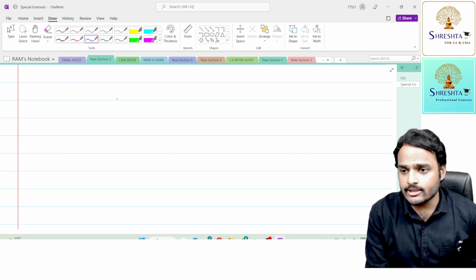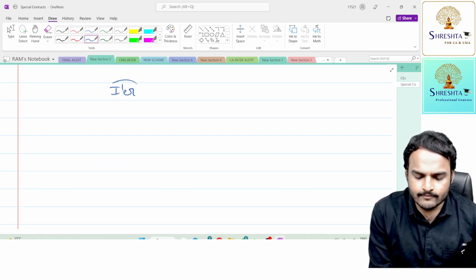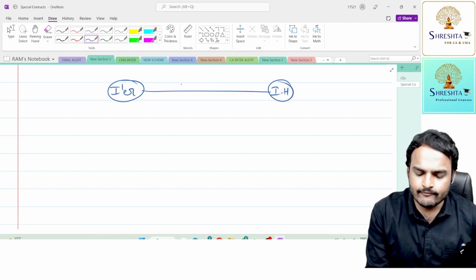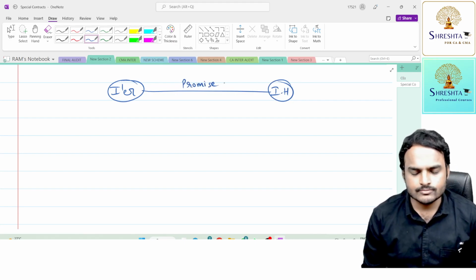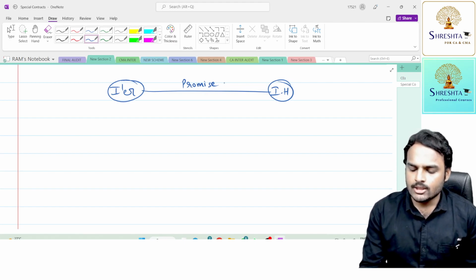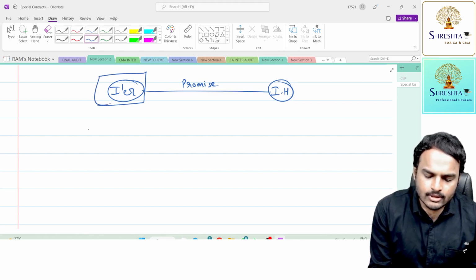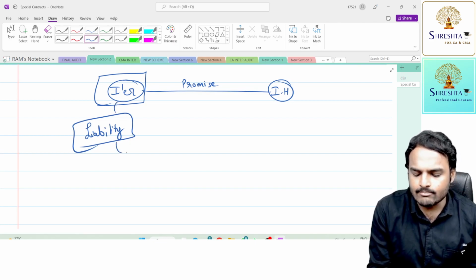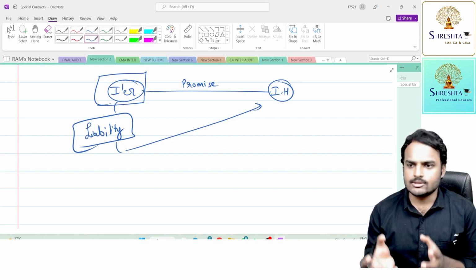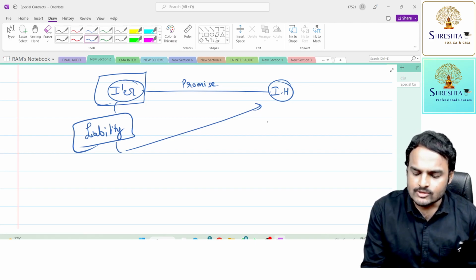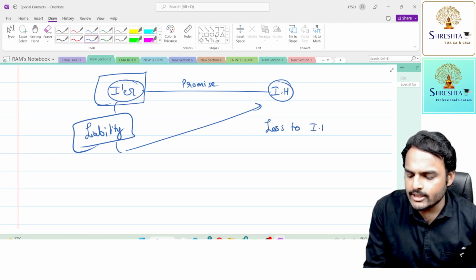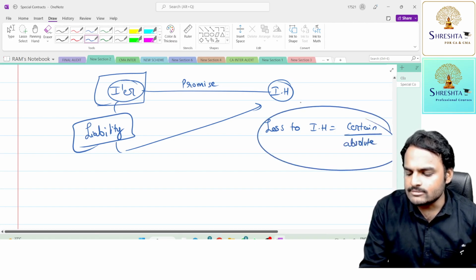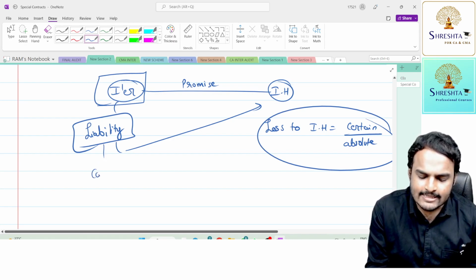So tell me, who are the parties to the indemnity contract? Indemnifier. Next one, indemnity holder. So the indemnifier is making promise to the indemnity holder, right? So now tell me, what are the circumstances or situations where the indemnifier will be liable to the indemnity holder? Sir, already you told, sir. What is the answer? When loss to the indemnity holder becomes certain or absolute, then from that point onwards, the indemnifier's liability gets commenced.